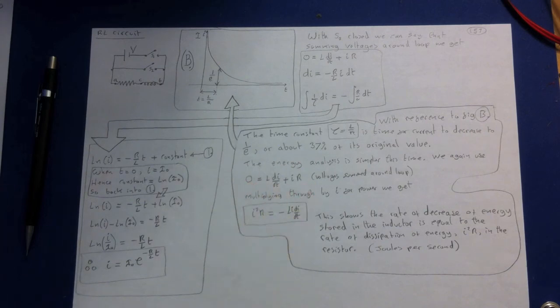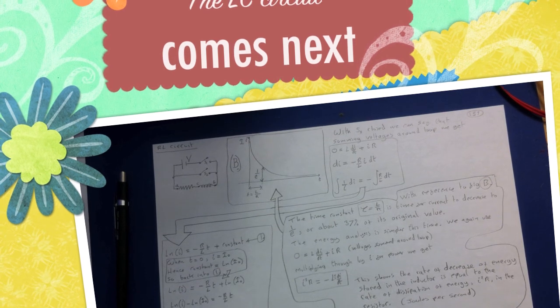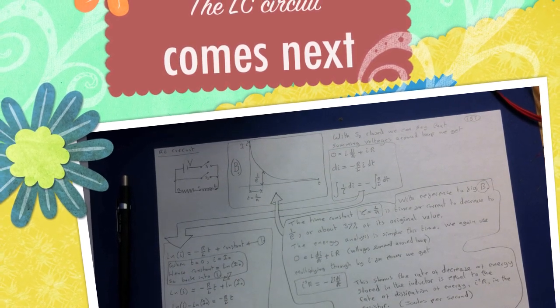So what we're going to do now is we've summed all the voltages up. We've got 0 equals L dI/dt plus IR. We're going to multiply through by I to get the power. We end up with, just bringing this on the other side, I squared R equals minus L I dI by dt. So in this case, of course, L I dI by dt is negative, and this equation shows that the rate of decrease of energy stored in the inductor is equal to the rate of dissipation of energy, I squared R, in the resistor. So the energy considerations really show how this works quite well.